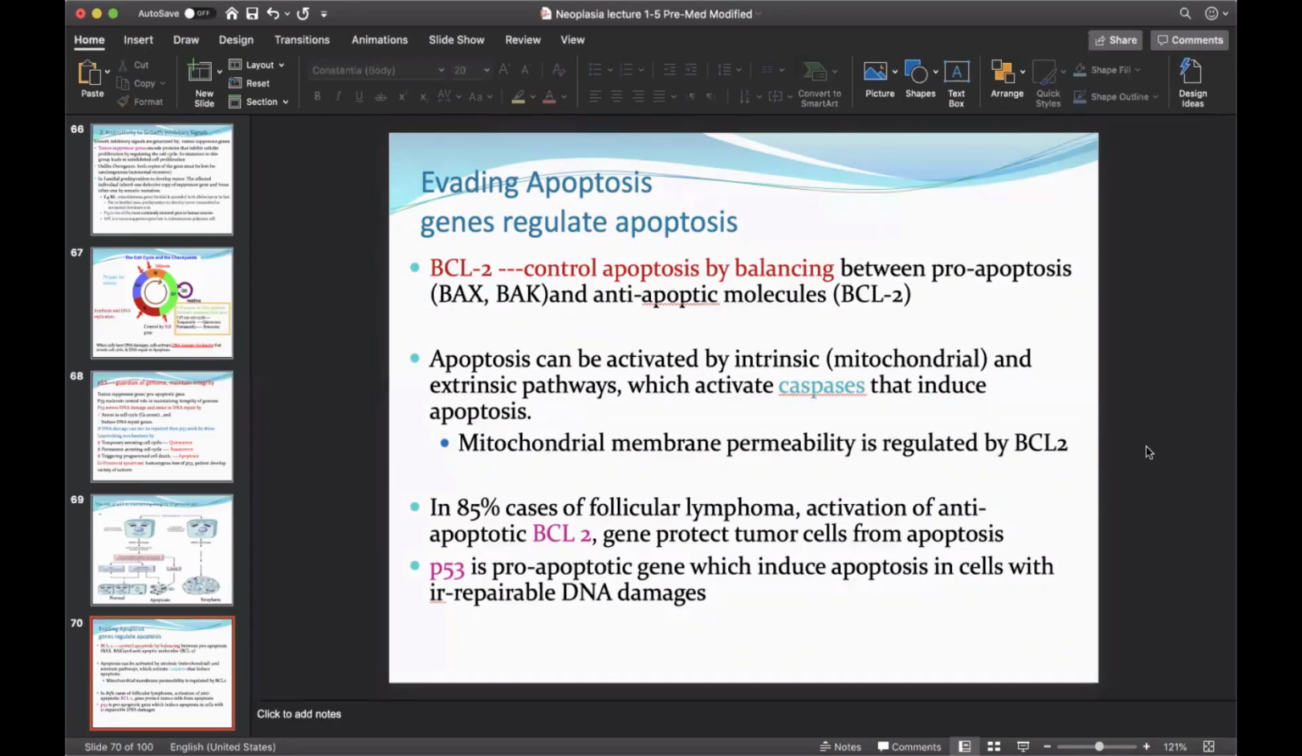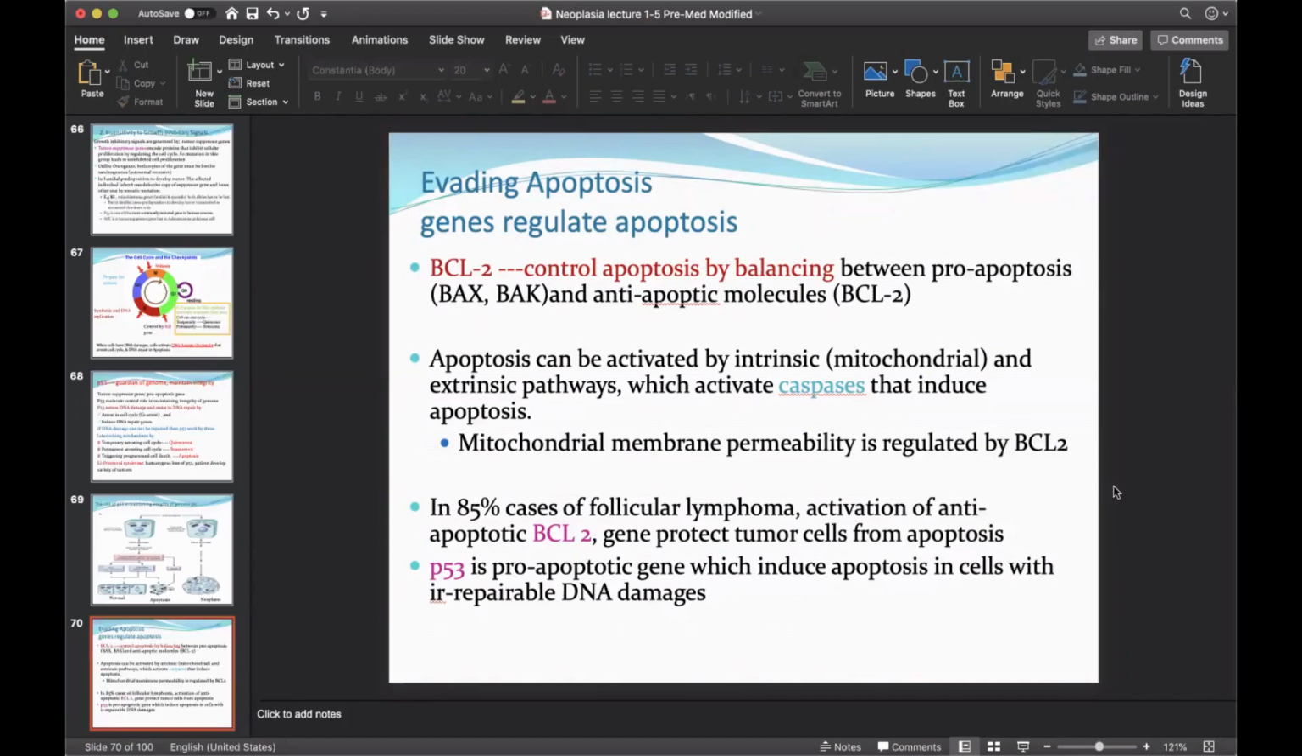Okay. If you remember, apoptosis is activated either by the intrinsic or the extrinsic pathway. For the extrinsic pathway, remember Fas ligand, and also there are the caspases in the end, which carry out the action of apoptosis. Okay.